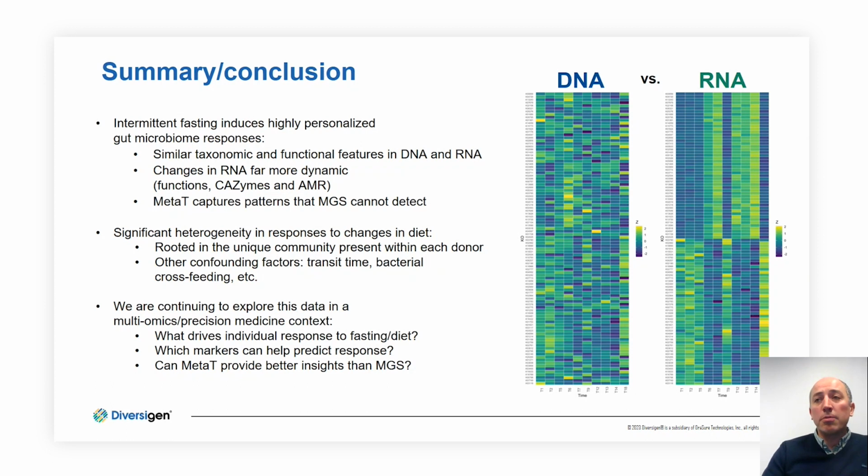As I mentioned, a lot of people do intermittent fasting, including the 5-2 protocol, and it would be great to be able to predict the response of any given individual based on their microbiome, and tell them if it's actually something that will be beneficial for them. We're still trying to tease out if MetaT can provide better insight than MGS, but our preliminary data seem to suggest so.